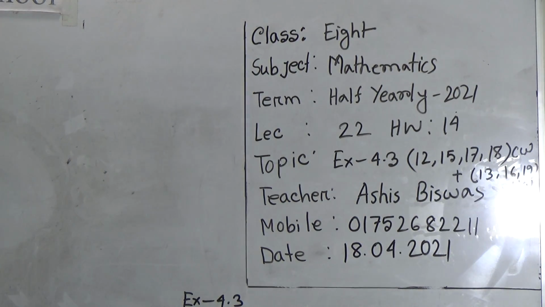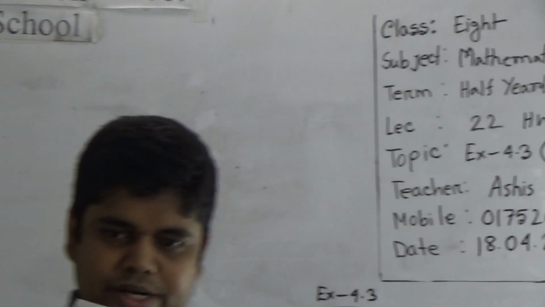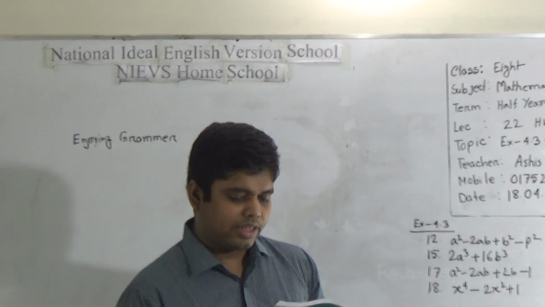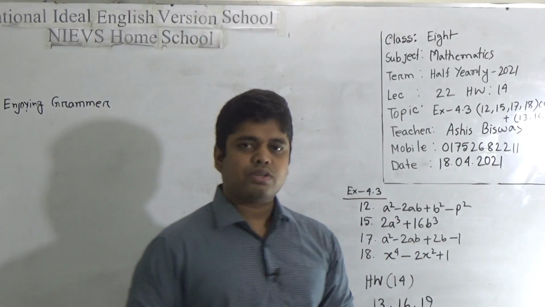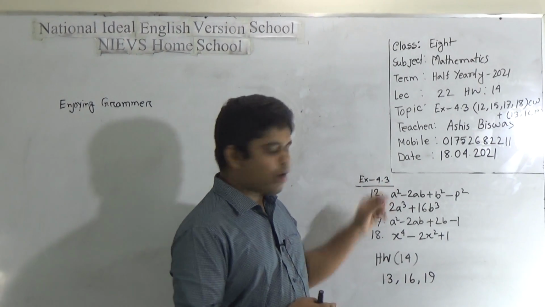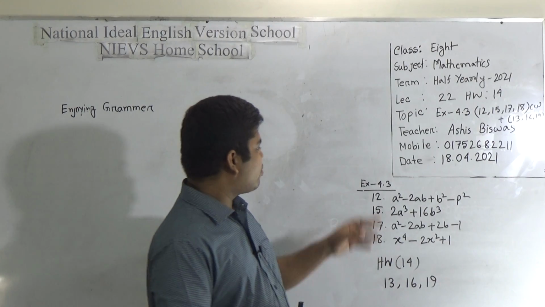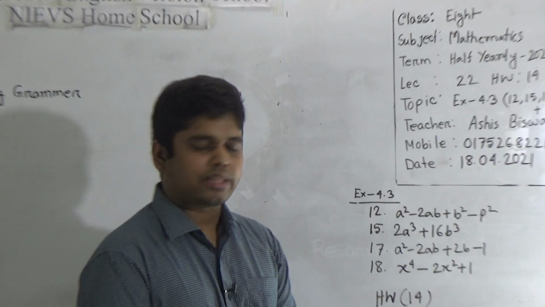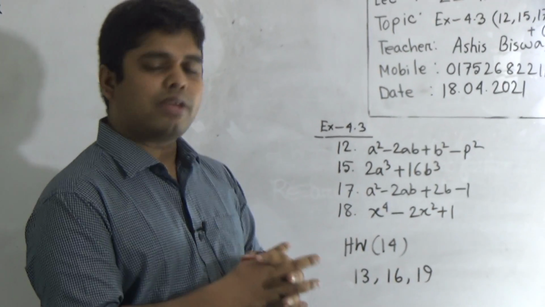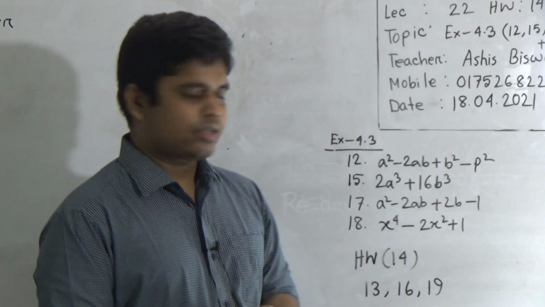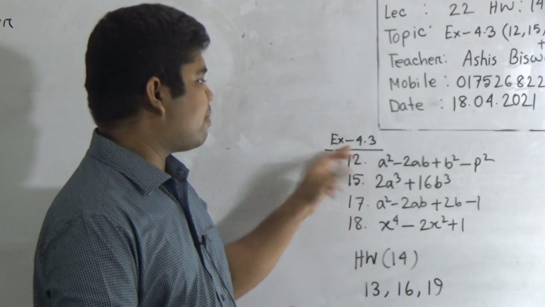Dear students, open your math book, page number 69. I have already written the questions on the board, so please follow the board here. Here is exercise 4.3. We want to resolve into factors the following expressions. That means some expressions are given, and we want to convert them into factors. So at first we solve question number 12.